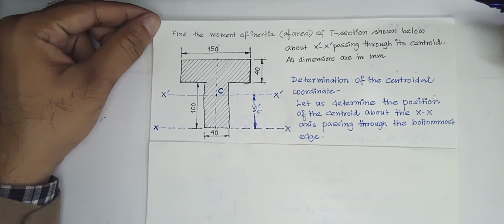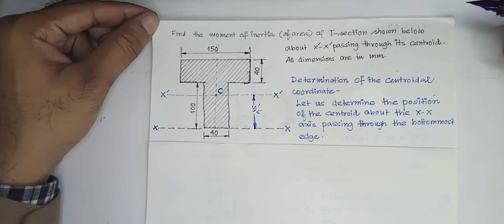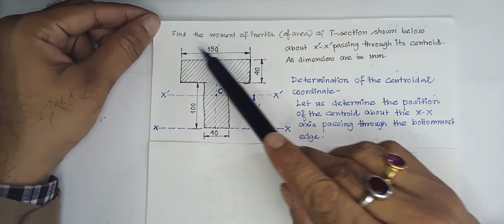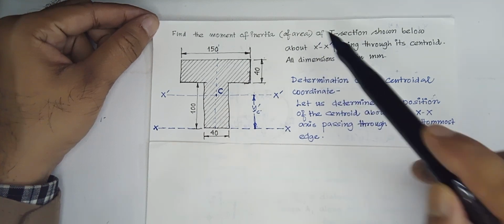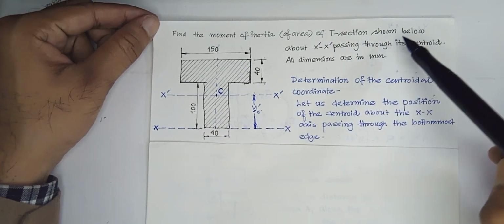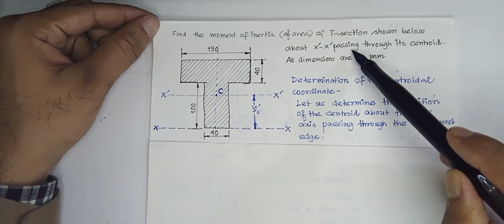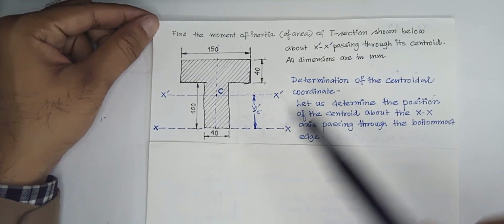Today in this class, we are going to solve one problem that is shown here. Find the moment of inertia of area of T section shown below about x prime axis passing through its centroid.